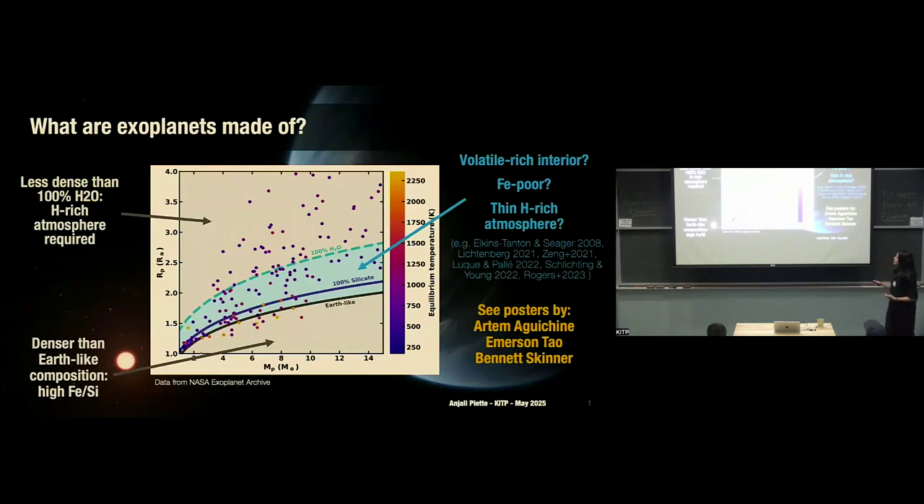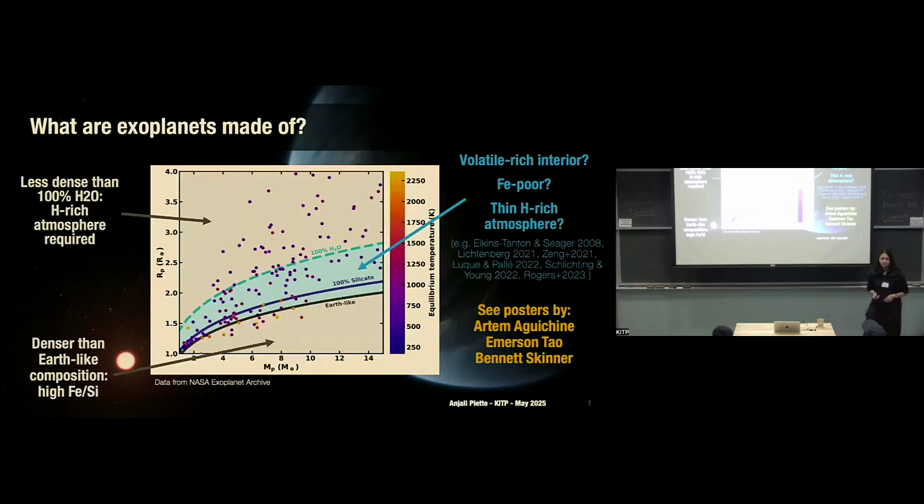For example, things that are kind of big, we know that they need some hydrogen, helium-rich atmosphere to explain that large radius. We have a bunch of exoplanets that are consistent with an Earth-like bulk density, Earth-like composition, so it's fairly reasonable to assume that those are rocky planets.